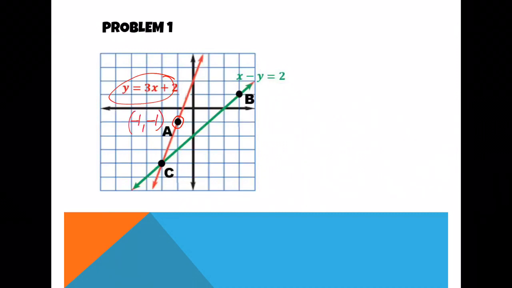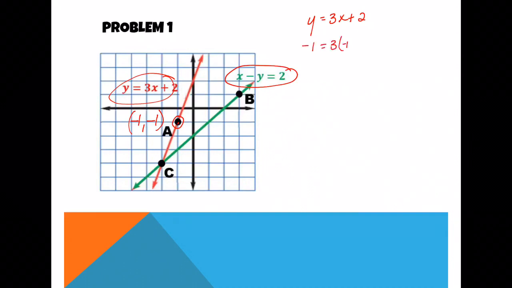So what I want to show you first is that this point A is a solution to y equals 3x plus 2. But it is not a solution to x minus y equals 2. It doesn't lie on that green line, so it must not be a solution, but let's prove that algebraically. First I'm going to plug it into y equals 3x plus 2 and prove that it is in fact a solution to this equation.